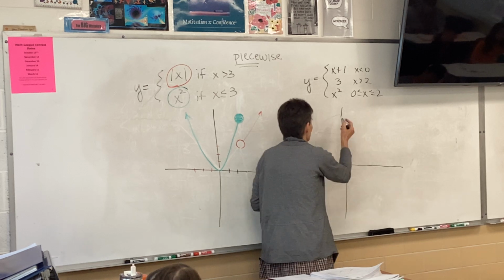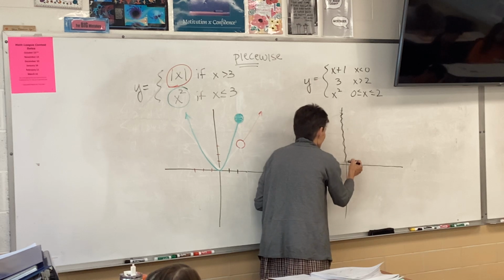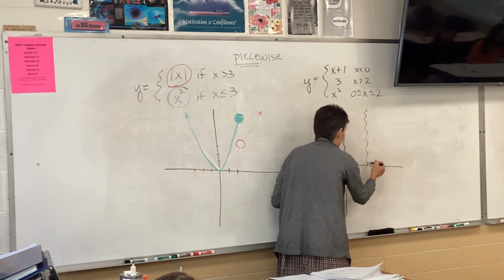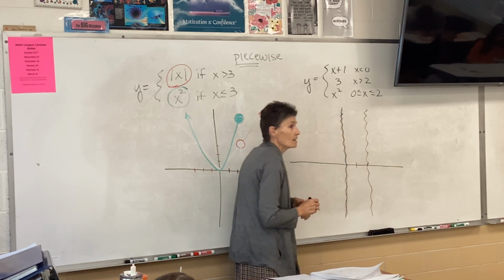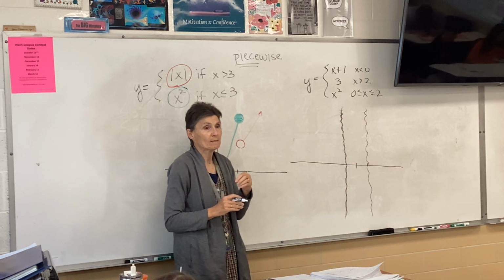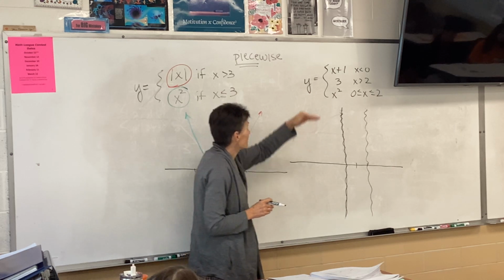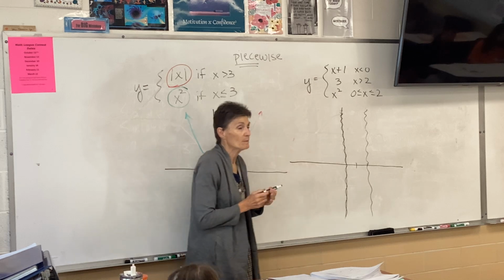So I'm gonna have a squiggly at 0, and I'm gonna have a squiggly at 2. This graph isn't going to be in 2 pieces. This one's gonna be in 3. See? Boom, boom, boom. 3 pieces.